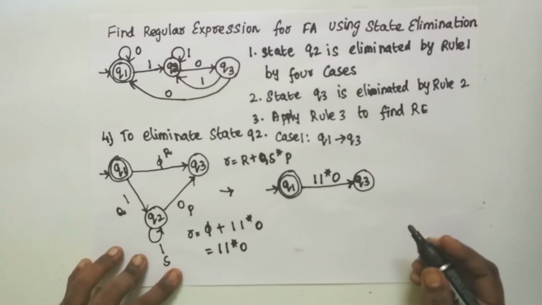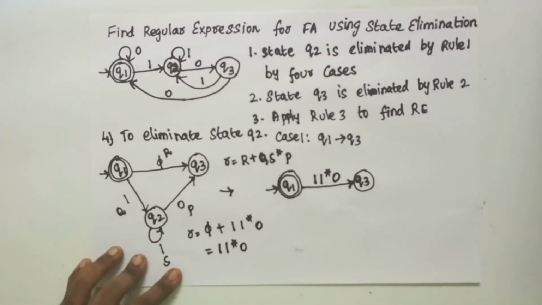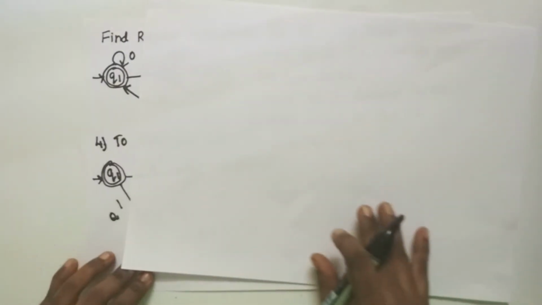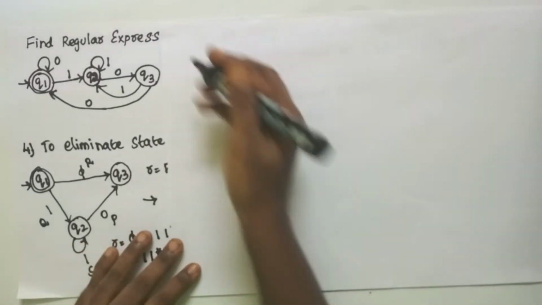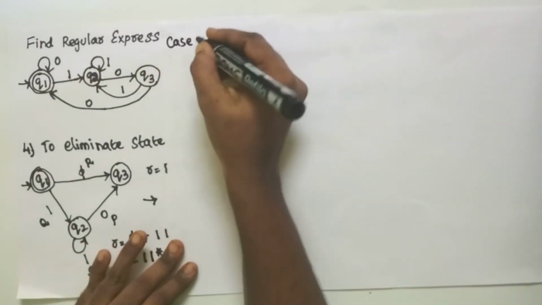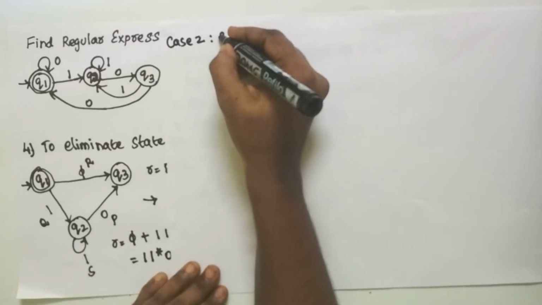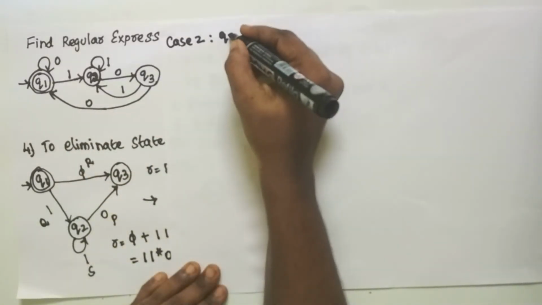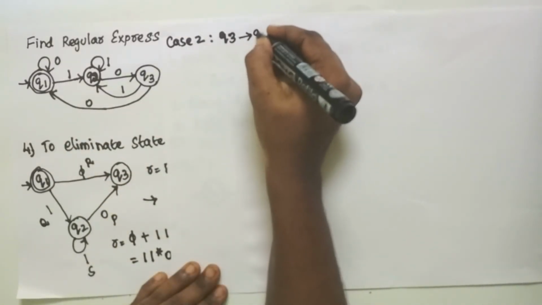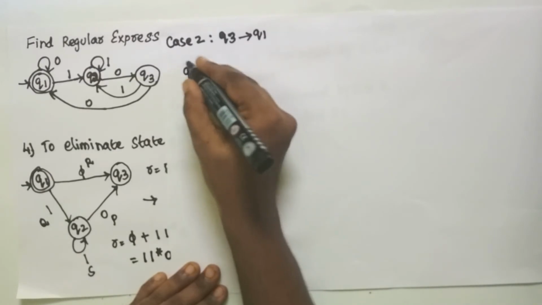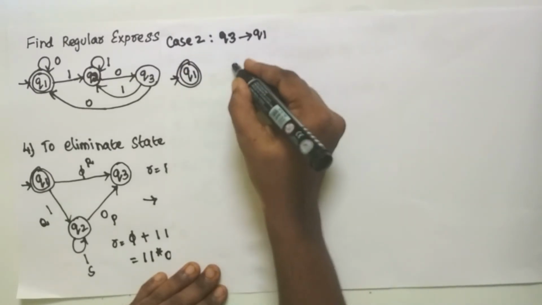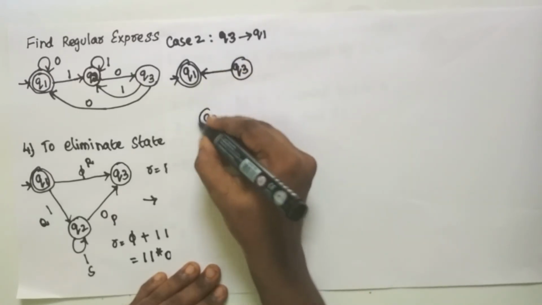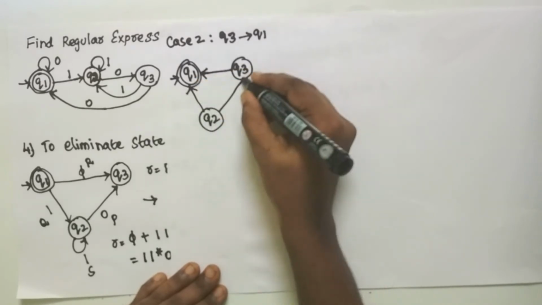Now you need to apply the case number 2. So for the case number 2, you need to consider the path. So now we are going to consider case number 2. Case number 2 is from, previously we considered from Q1 to Q3. So now you need to consider from Q3 to Q1. So you need to draw Q1, then Q3. From Q3 to Q1, all the path should be towards Q1.